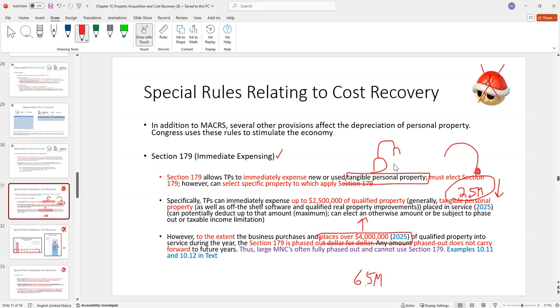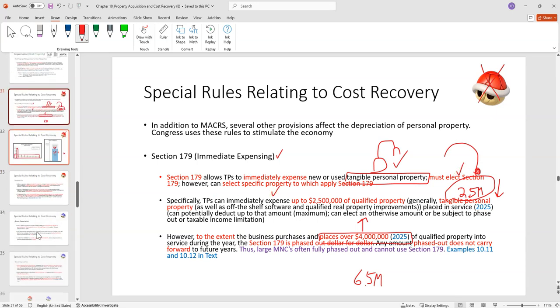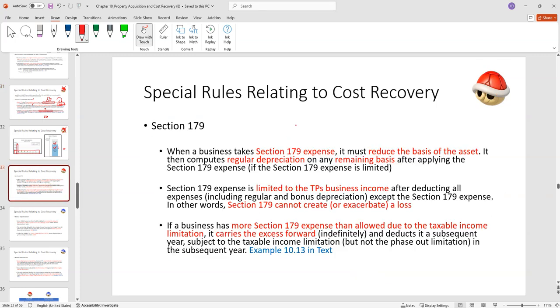So like I said, it's generally going to be tangible personal property. We have to elect it, and we can pick the specific property we want to apply it to. It reduces the basis on anything left over, which we just saw, you're going to have to use regular depreciation.